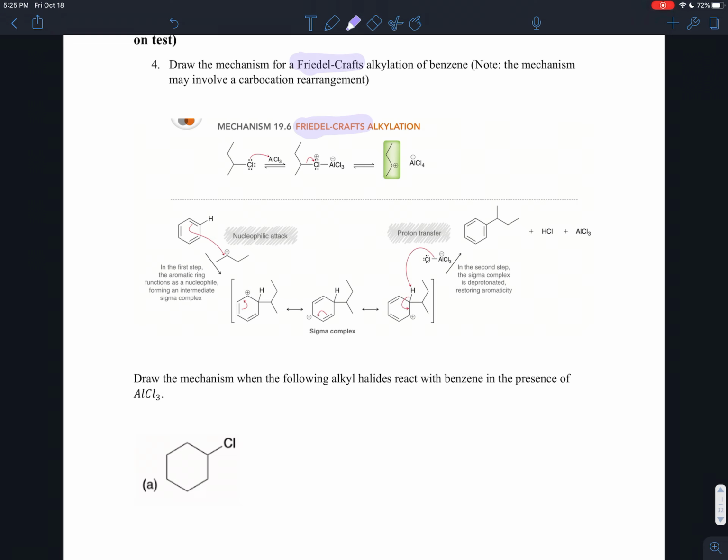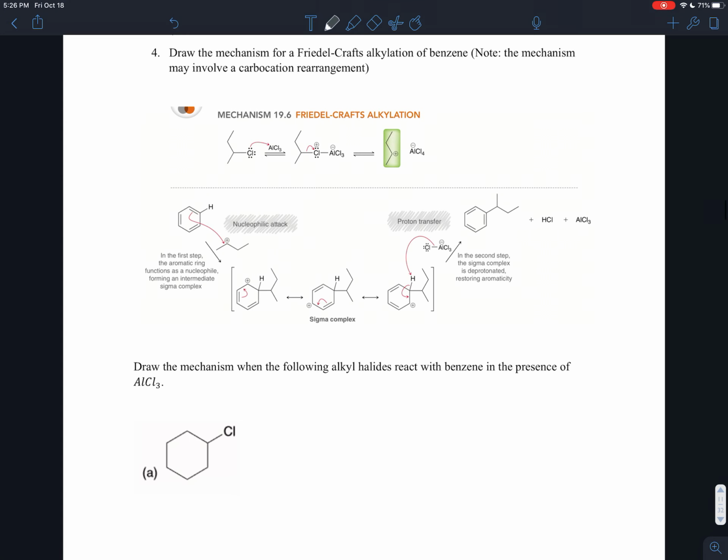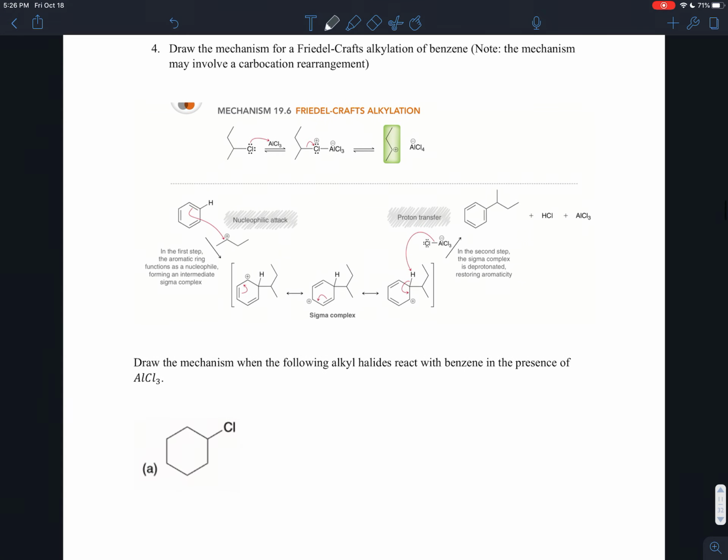Oftentimes, the mechanism for creating new carbon-to-carbon bonds is named after the scientists who invented it because it's such a significant thing to contribute to humanity, to contribute a way to form new carbon-to-carbon bonds. So you've seen Grignard reagents, the Diels-Alder reaction, now you're seeing the Friedel-Crafts reactions for ways to form new carbon-to-carbon bonds. Now the mechanism for this is actually really similar to the mechanism for bromination.